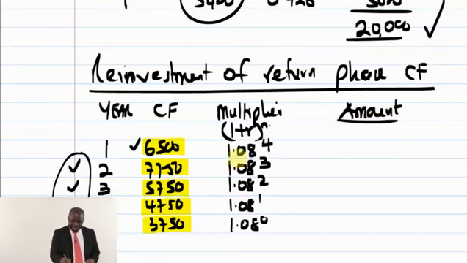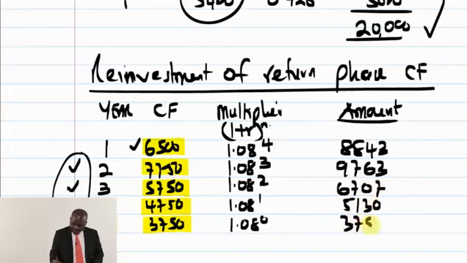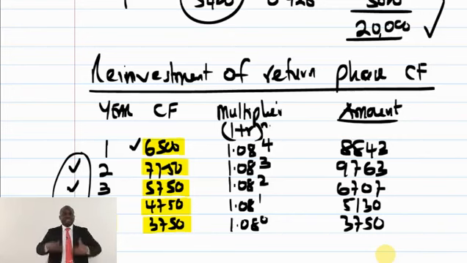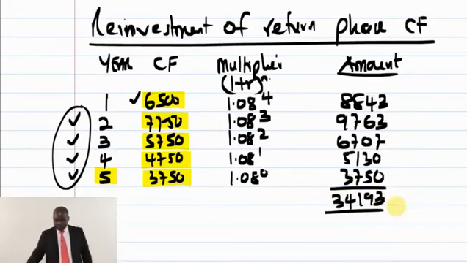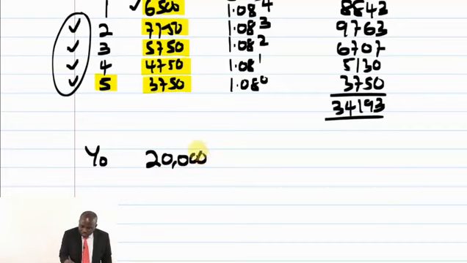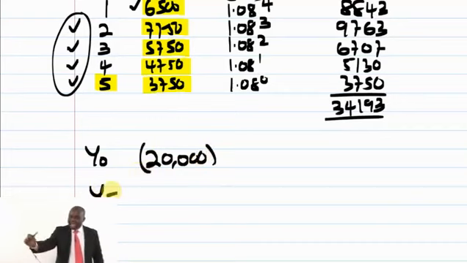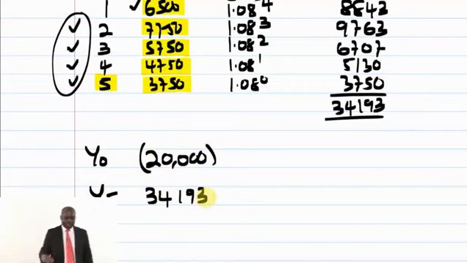So what is the amount? The amount is you multiplying the two, and this is 8,843, 9,763, 6,707, 5,130, 3,750. So when you reinvested all the monies, at the end of the project life, you made a total of 34,193. So the common sense here is, now I invested 20,000. At the end of year 5, when I open my safe, the total money that I've got from the investment and the reinvestment is this.